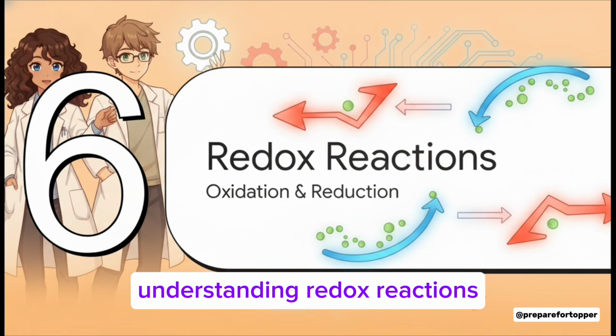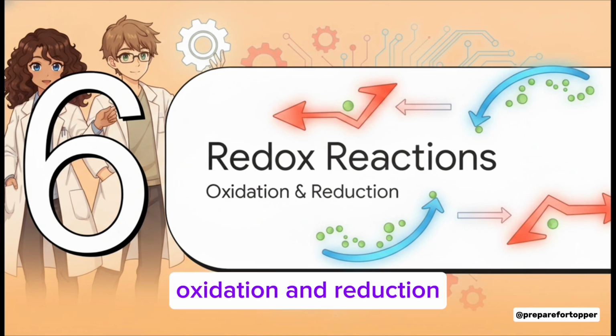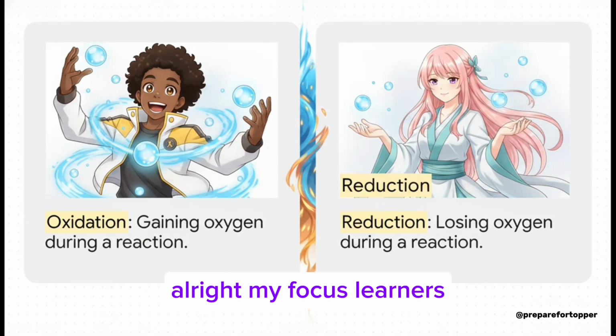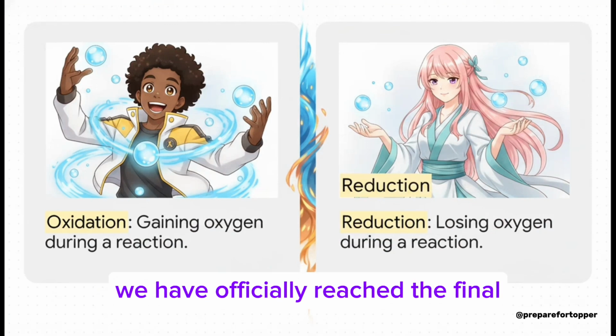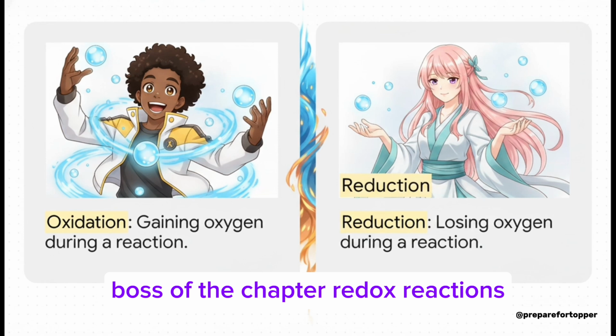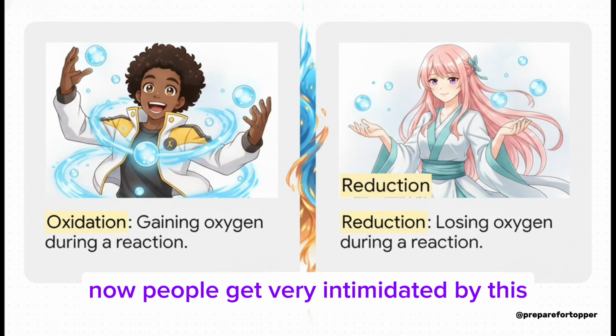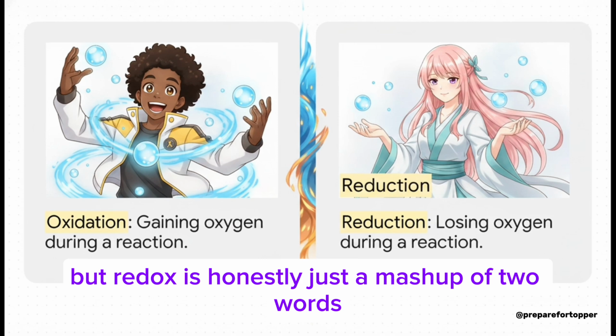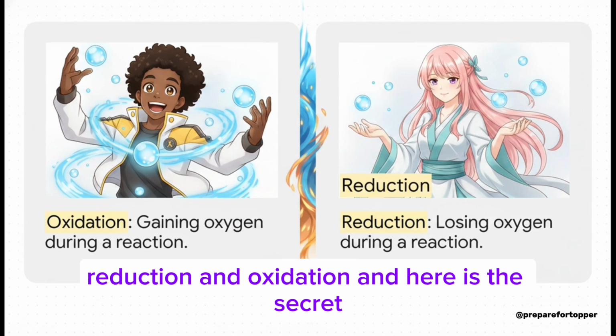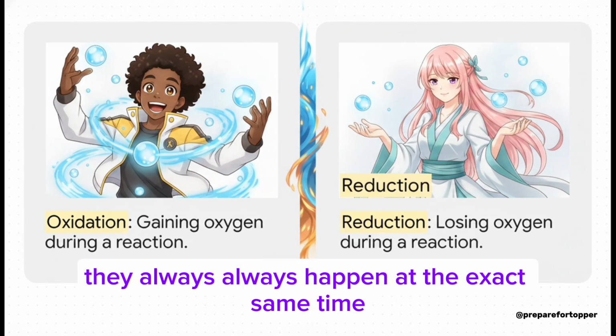Section 6. Understanding redox reactions. Oxidation and reduction. All right, my focused learners, we have officially reached the final boss of the chapter, redox reactions. Now, people get very intimidated by this, but redox is honestly just a mashup of two words, reduction and oxidation. And here is the secret. They always happen at the exact same time.